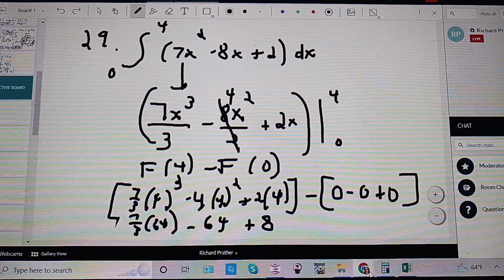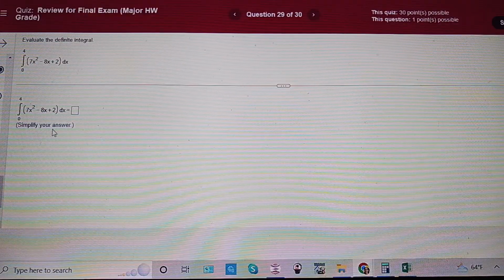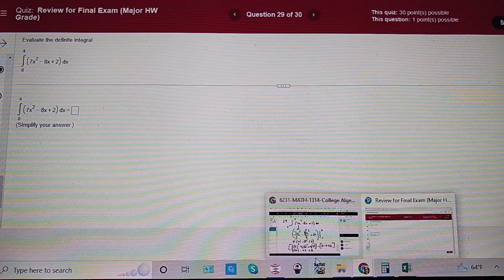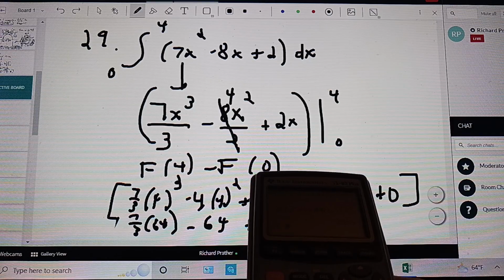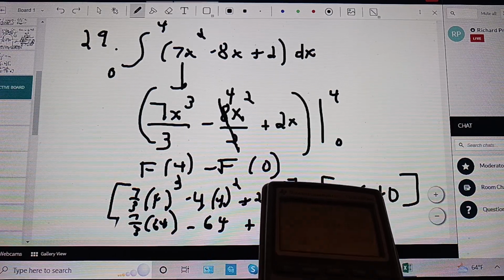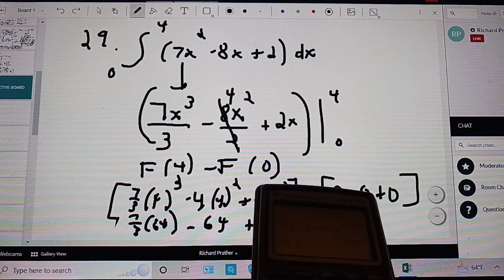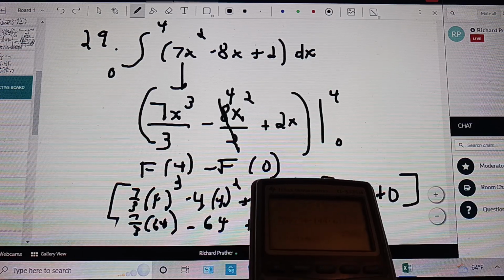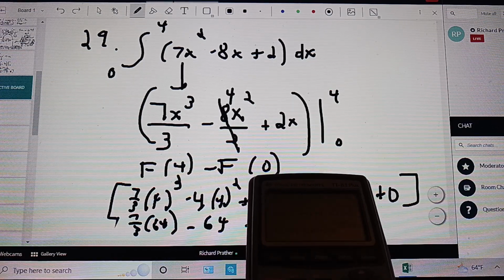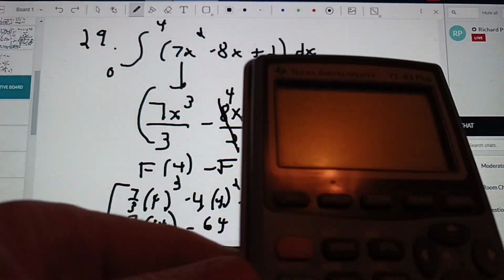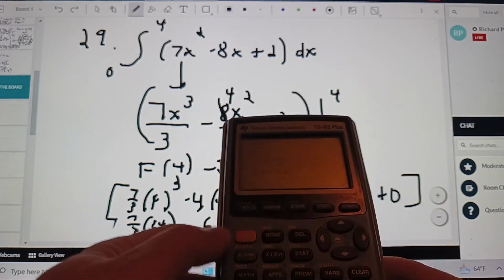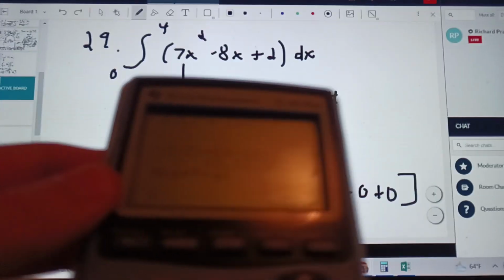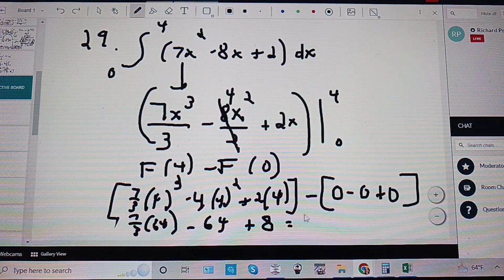So I've got to worry about, do they want decimals or fractions? Apparently they want fractions. If it just says simplify. So 7 divided by 3 times 64 minus 64 plus 8. 93.33333. Math, enter, enter. 280 divided by 3. So the definite integral would be 280 divided by 3.